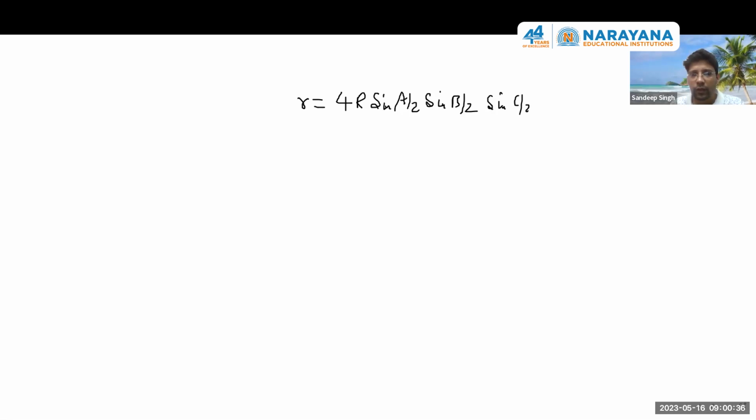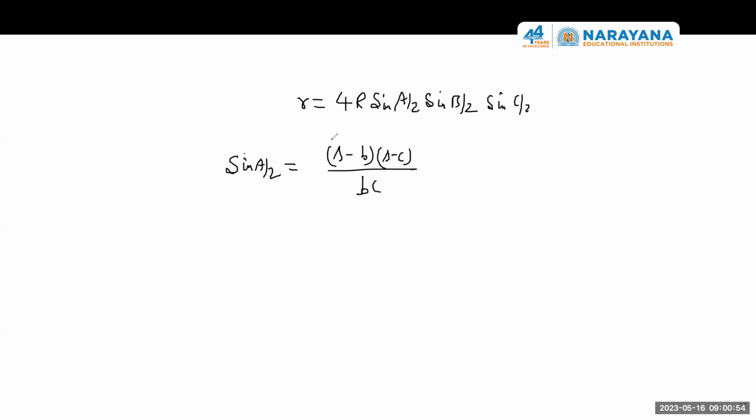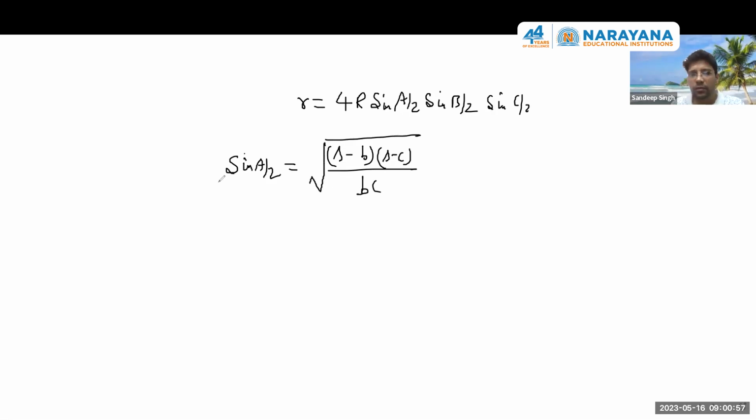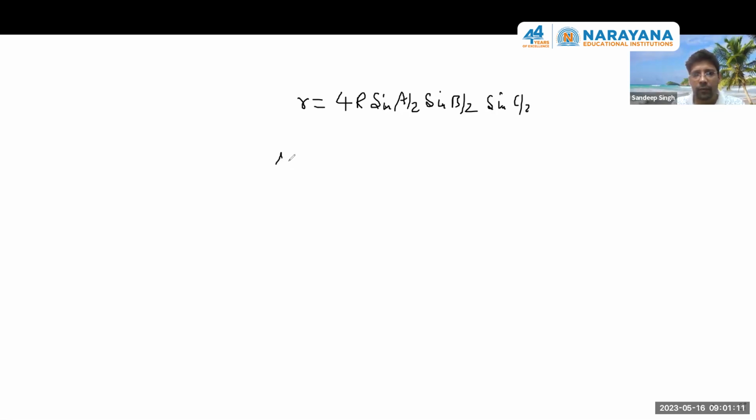Okay. Now here what you can observe. What is the sin A by 2 formula? Tell me, what is sin A by 2? It is root of (S minus B)(S minus C) upon BC. This is sin A by 2. This you know, everyone? Yes, sir. Just by looking at it, I can apply the AM-GM inequality. So root of (S minus B)(S minus C) is less than or equal to their average. What is S minus B plus S minus C? That will be A by 2.